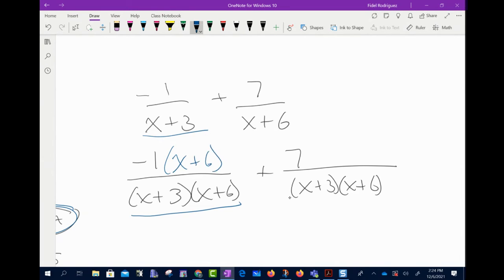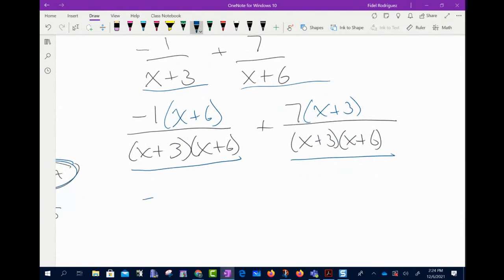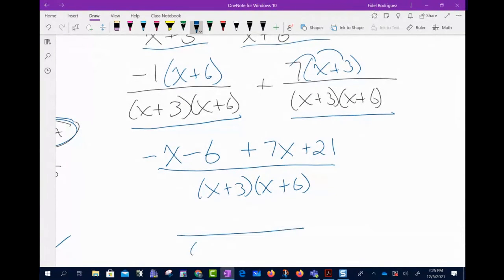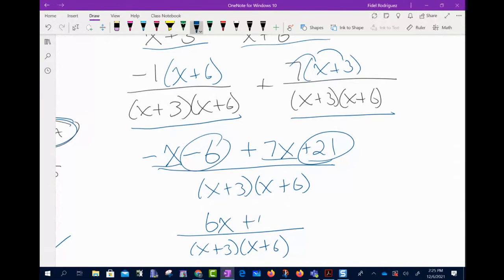Okay, so if we do it to the bottom, we got to do it to the top. What do we put over here that we didn't have before? Okay. So now look, when we keep going here, that's going to be a -x minus 6 plus 7x plus 21 all over x plus 3 and x plus 6, right? When we start combining like terms, isn't that going to give me a 6x? Isn't this going to give me a plus 15?